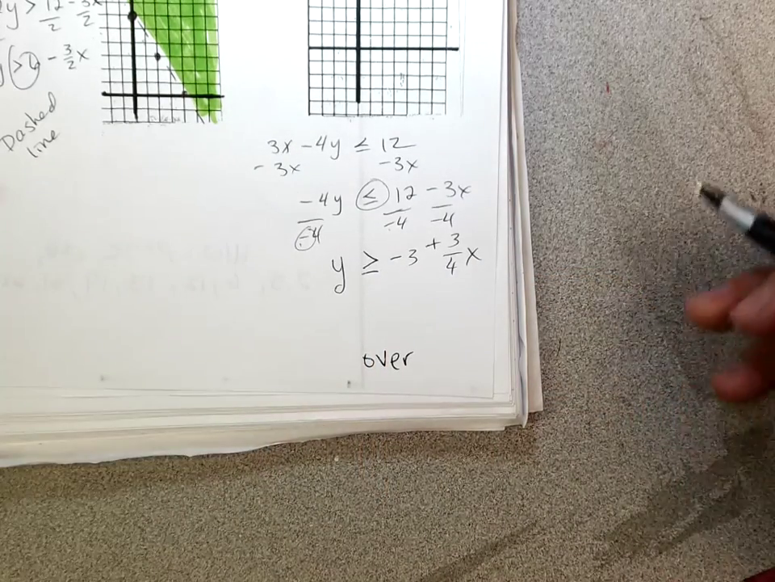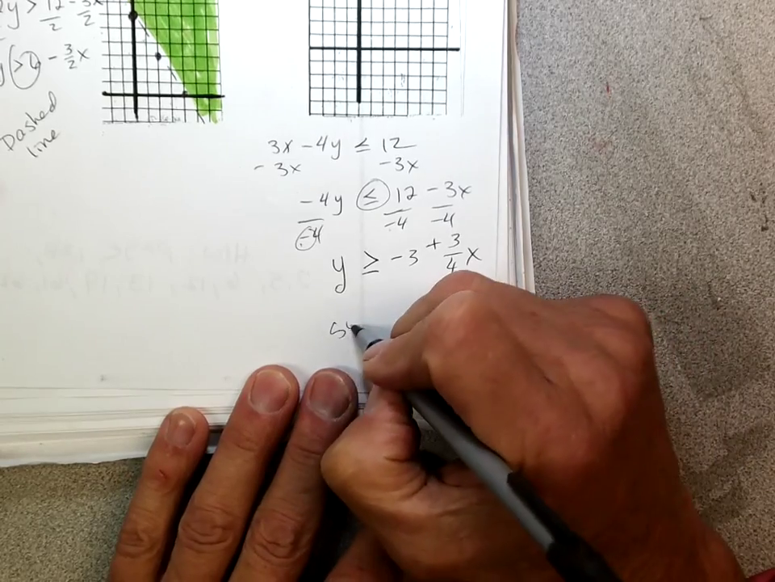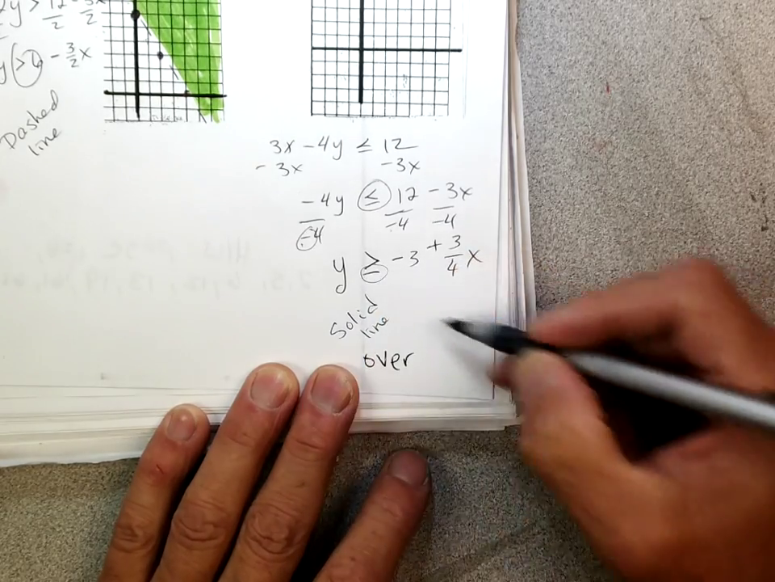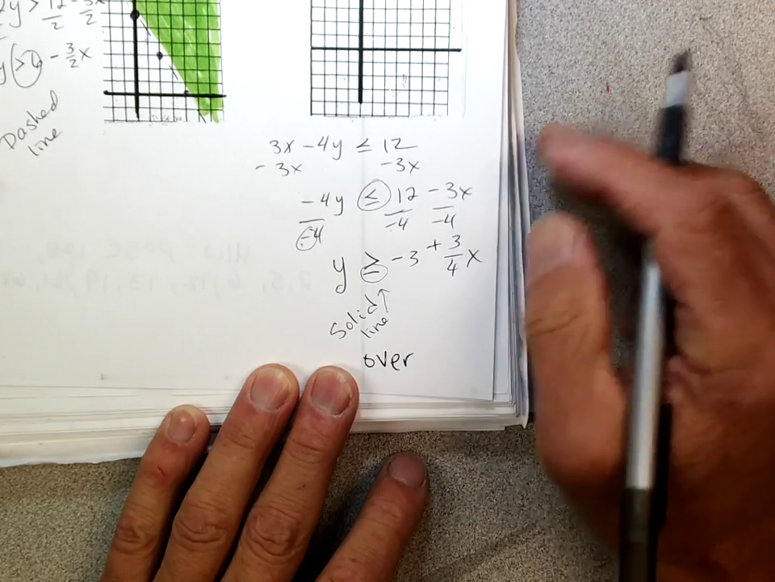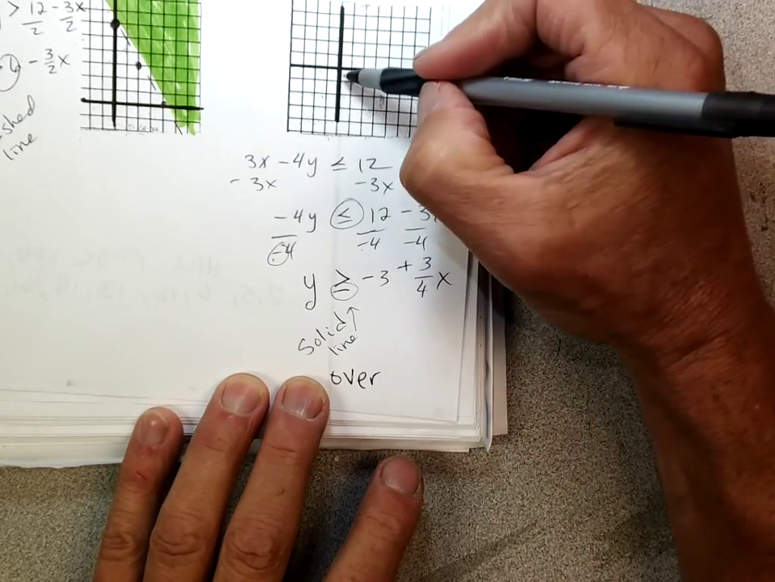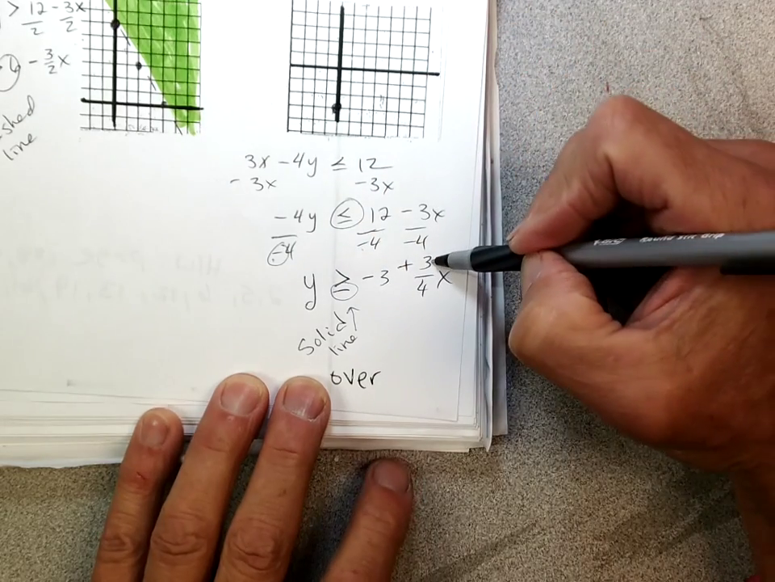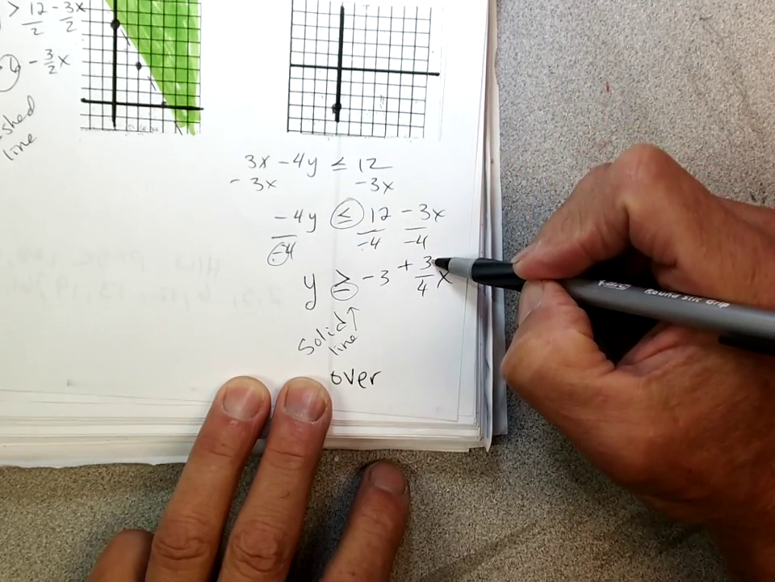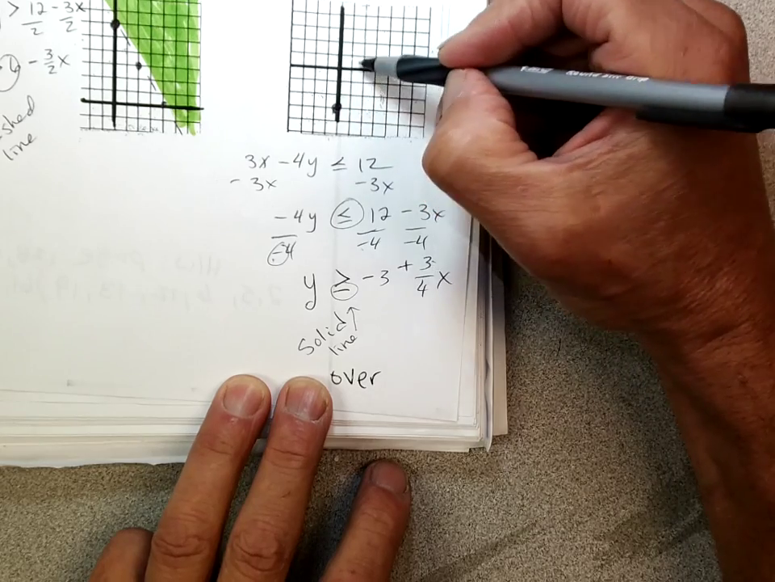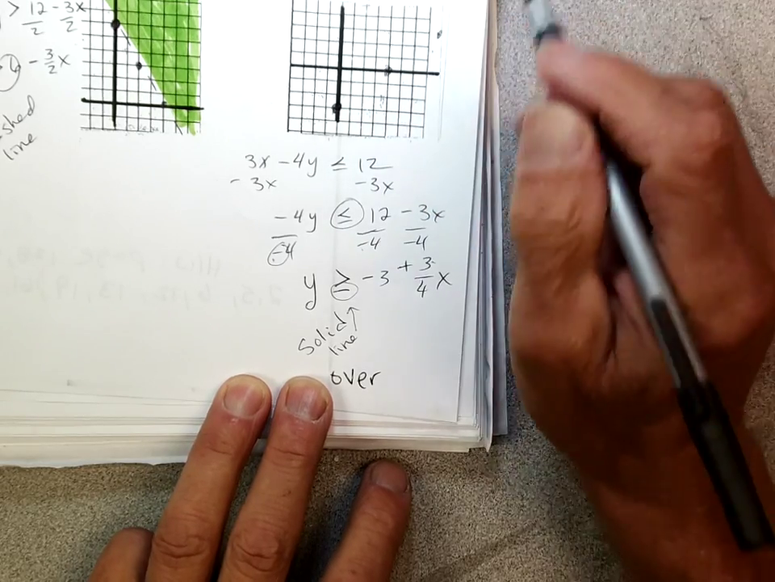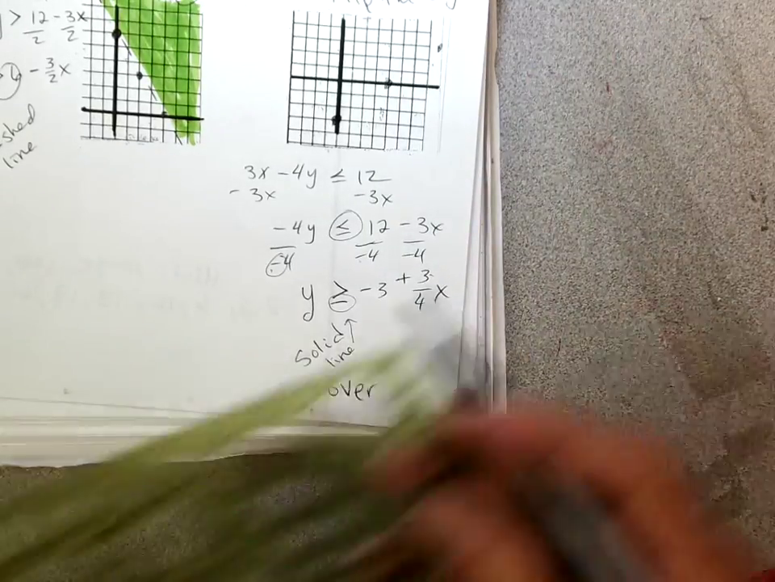Okay, I know I'm going to do a solid line, because it's got the little equal sign, right? So let's start at negative 3. 1, 2, 3. And I'm going to apply my slope. I'm going to go up 3 over 4. Up 3 over 4. Solid line because it has an equal sign in it, right?